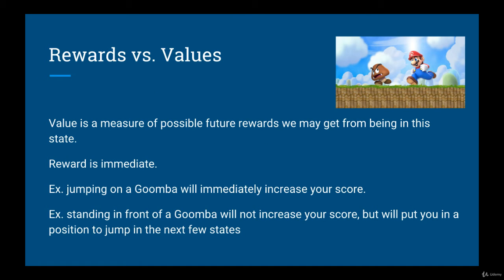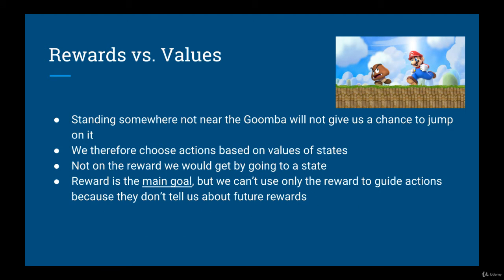It's easy to get rewards and values intermixed. The difference is the value of a state is a measure of the possible future rewards we may receive from being in that state. Rewards are immediate, i.e. jumping on a Goomba will immediately increase your score. Standing in front of a Goomba will not increase your score, hence will not yield any reward. However, being in this state has value because we can soon jump on the Goomba and get the reward in the future. So standing near the Goomba prepared to jump might have a higher value than standing on the other edge of the screen from the Goomba.